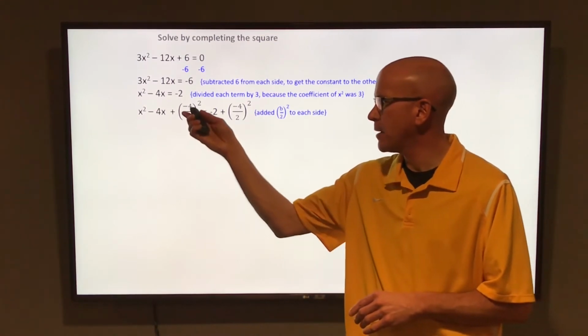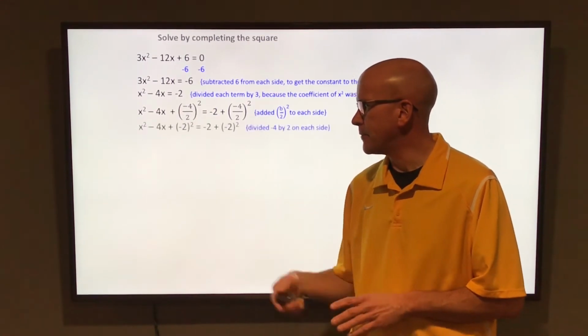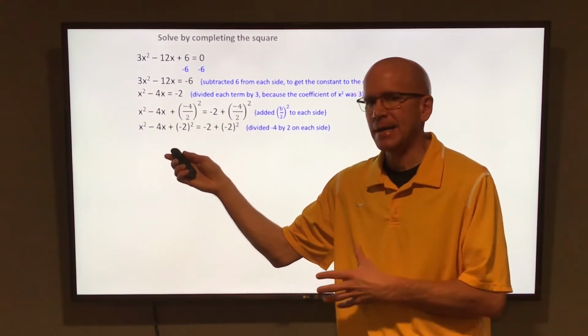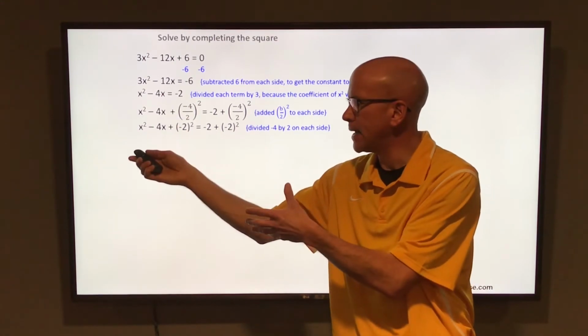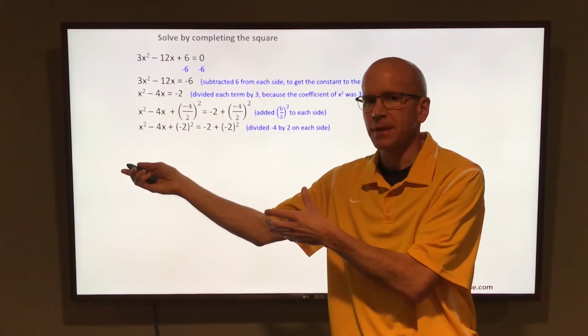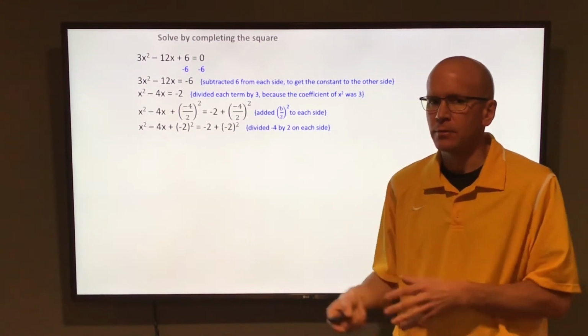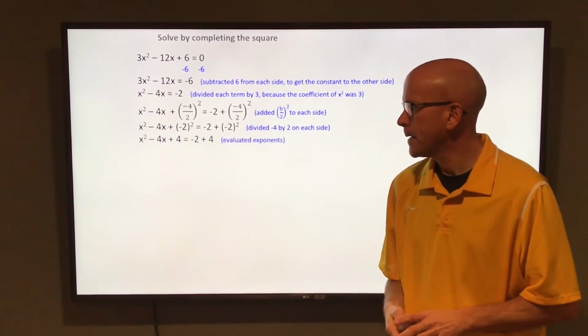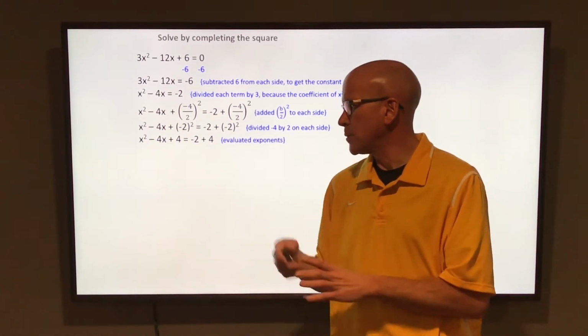So half of negative 4, it's going to be negative 2. Square it and add it to both sides. Whatever you do to one side, you have to do to the other side of an equation. So we're completing the square on the left side, but on the right side, you have to also add that 4. So we're adding 4 on to both sides.